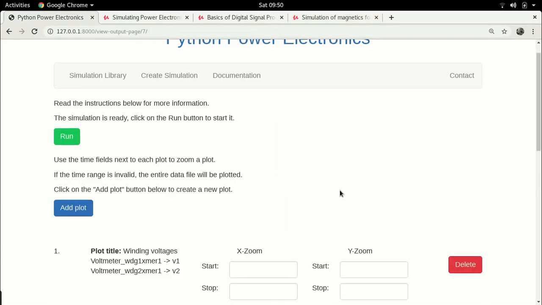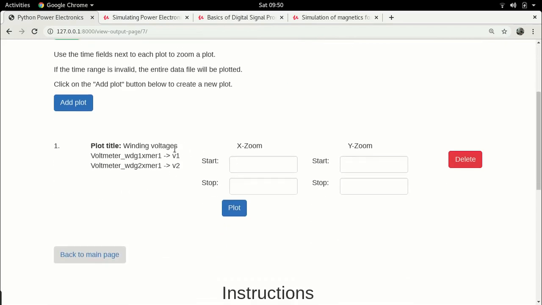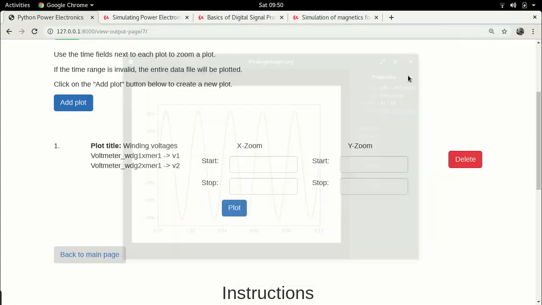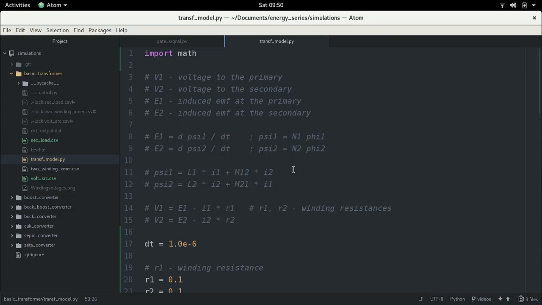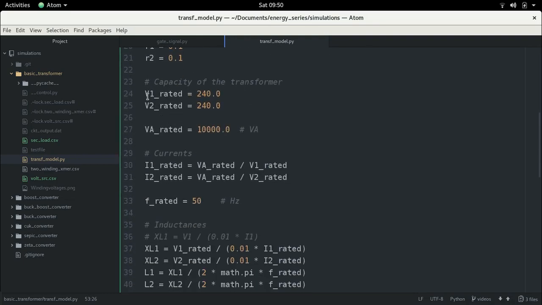So let me return back to the actual simulator. This is where we had left off. We had plotted the winding voltages. Let me go over to the code and let me close this as well. This is where we were. This is the model of the transformer, basically a control file. As I said, we had kept the voltage rating of the two windings to be the same, right? And we had chosen 240 volts.